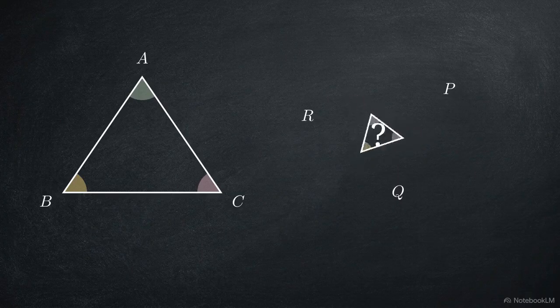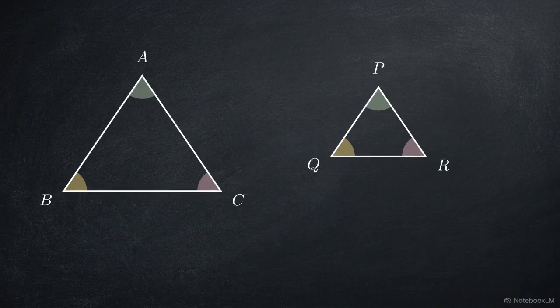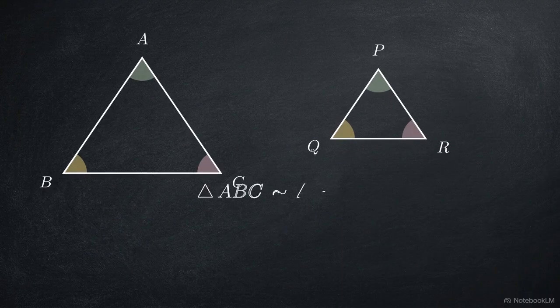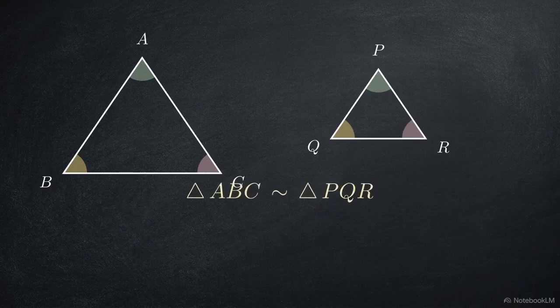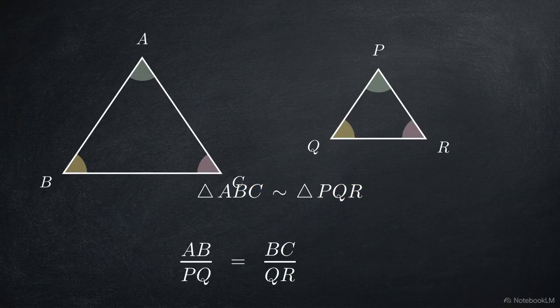If you matched green to green, yellow to yellow, and pink to pink, you got triangle PQR. This specific order is vital because it dictates which sides are proportional to one another. You can extract your side equations directly from the letter order. The first two letters, AB over PQ, form your first fraction. The last two, BC over QR, form the second. And the first and last, AC over PR, form the third.